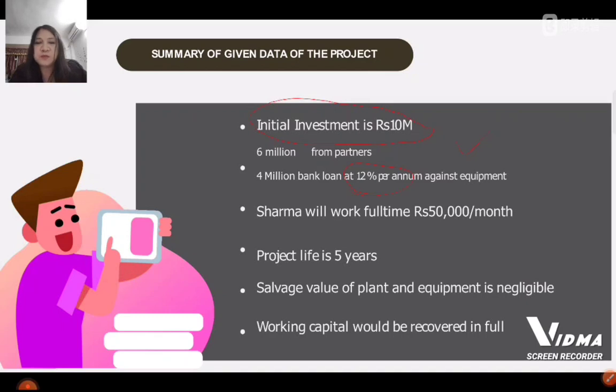As the brains of this project, Sharma will work full-time with a salary of 50,000 rupees per month. The project is expected to last only 5 years, after which the plant and equipment salvage value is negligible and therefore can't be used for its original purpose. Their working capital, or assets minus liabilities, would still be recovered in full.